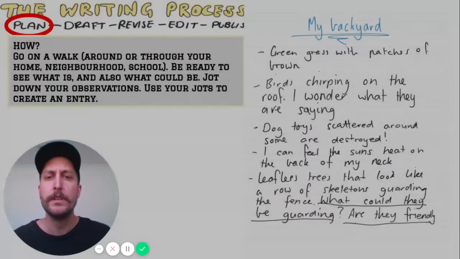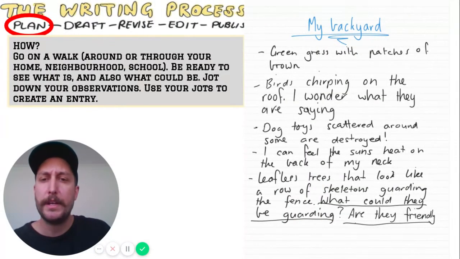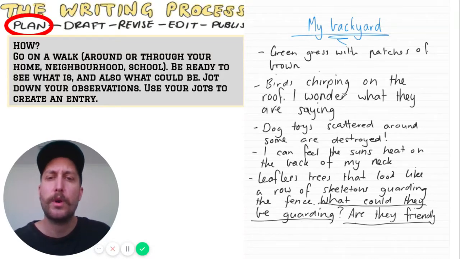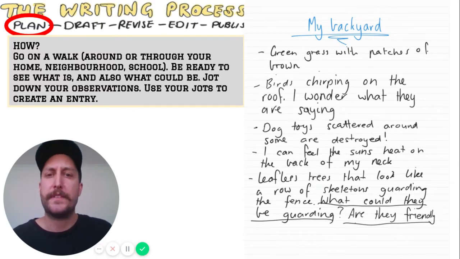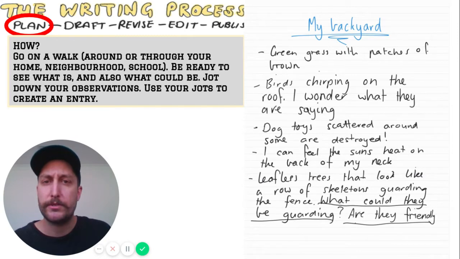So, as I said, go on a walk, could be anywhere. Be ready to see what is, and also to see what could be. And I'll show you what I mean by that in just a moment. And make sure while you're walking around, jot down everything. There's no right or wrong way to do it. Just jot down anything that you observe.